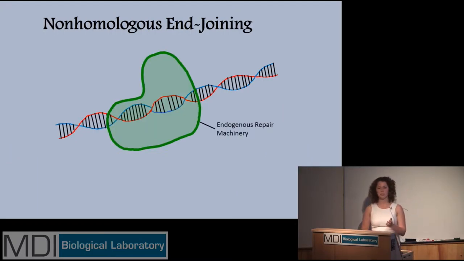The first way you can do this is called non-homologous end joining. And this basically means the host will take its own DNA repair machinery and just try to fix the break. So this is good for creating small mutations, such as one base pair deletions, additions, frameshift mutations. So this repair technique has a really high success rate, but you can't really control and insert large pieces.